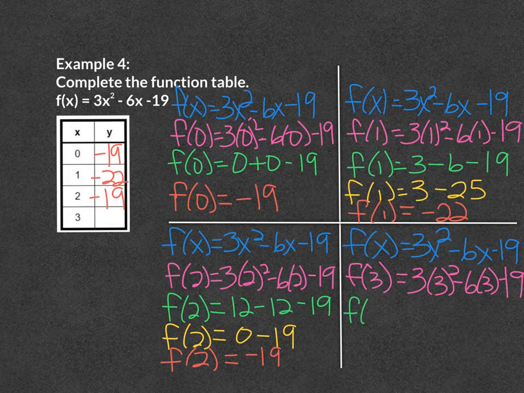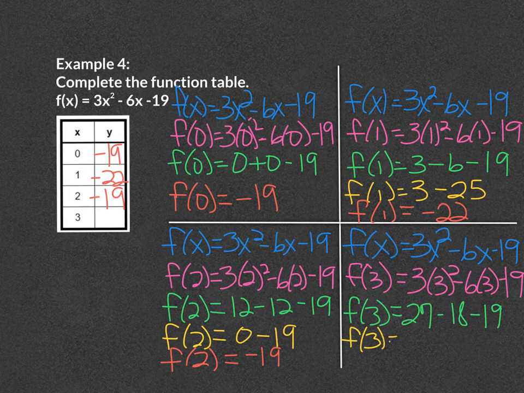So I have f of 3 equals 3 squared is 9 times 3 is 27. Negative 6 times 3 is negative 18. And bring down negative 19. So f of 3 equals, bring down 27, negative 18 plus a negative 19 gives me a negative 37. Bring down f of 3 equals 27 minus 37 will give me a negative 10. So that means when x is 3, my y will be negative 10.